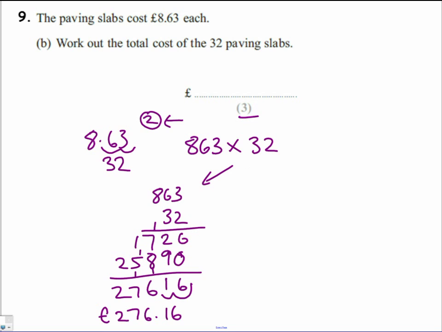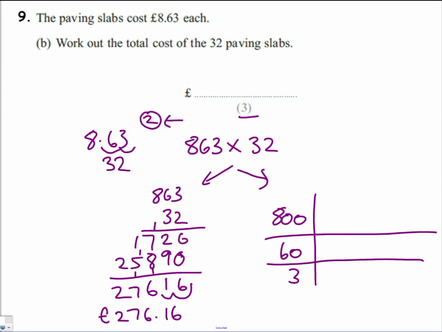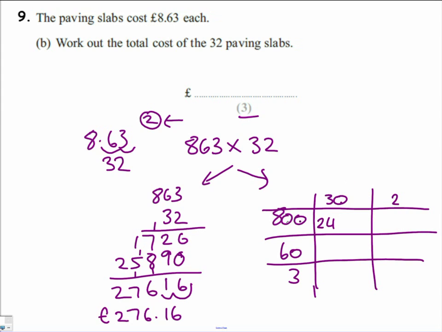Okay, so another method for multiplying these numbers is to use the grid method. So you've got a number like 863, you break it down into the hundreds, the tens, and the units. And then for the 32, you have a 30 and the 2. So now what we need to do is multiply 3 by 8 to get 24, and then 1, 2, 3 zeros.